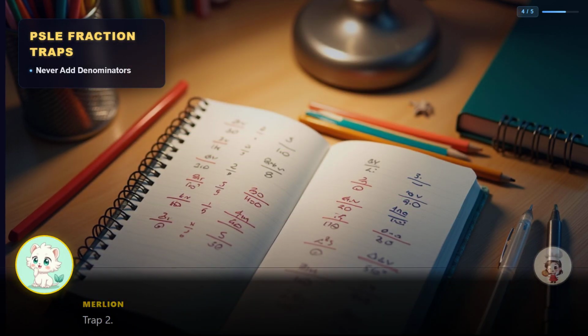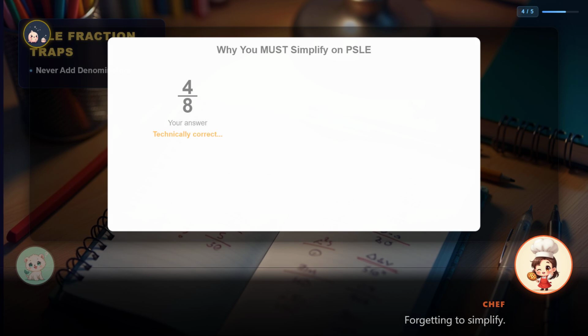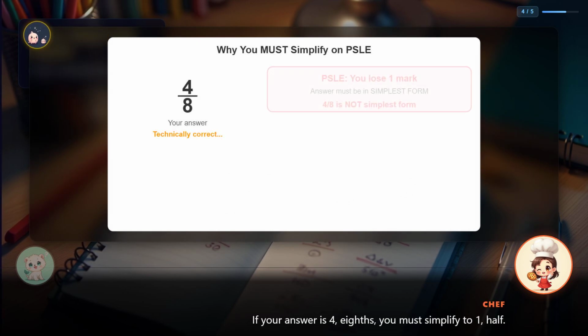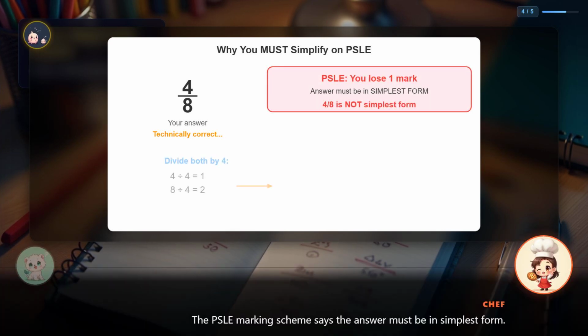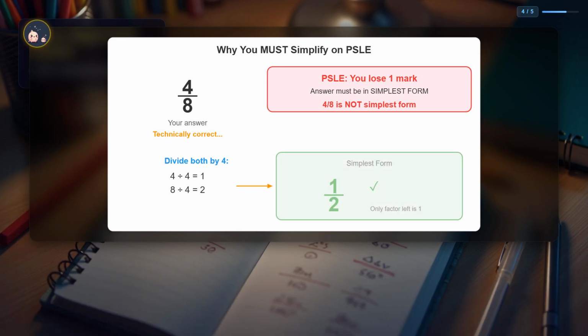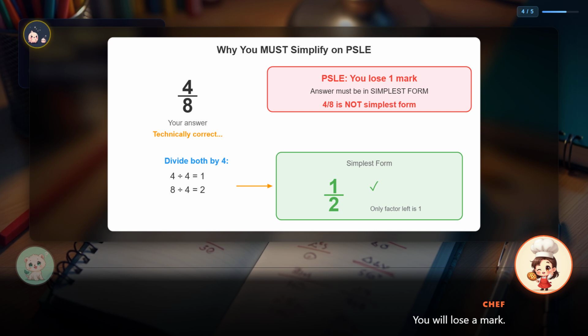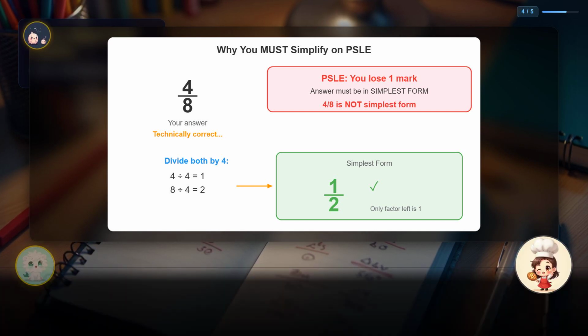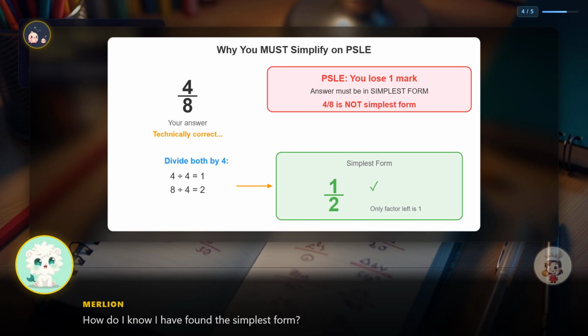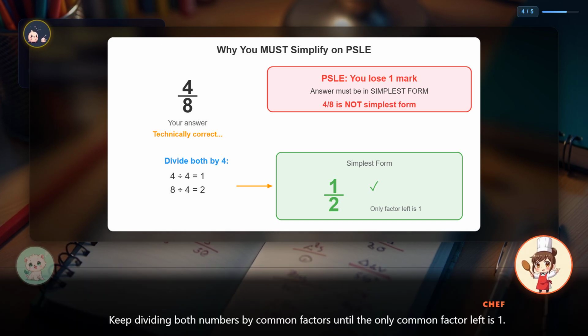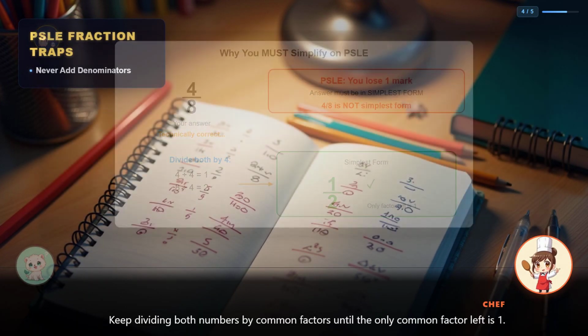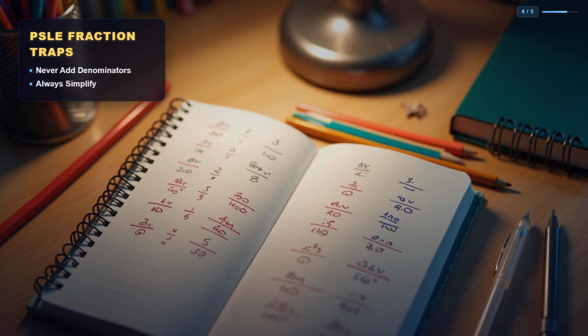Trap 2. Forgetting to simplify. If your answer is 4/8, you must simplify to 1/2. The PSLE marking scheme says the answer must be in simplest form. You will lose a mark even though 4/8 is technically correct. How do I know I have found the simplest form? Keep dividing both numbers by common factors until the only common factor left is 1.